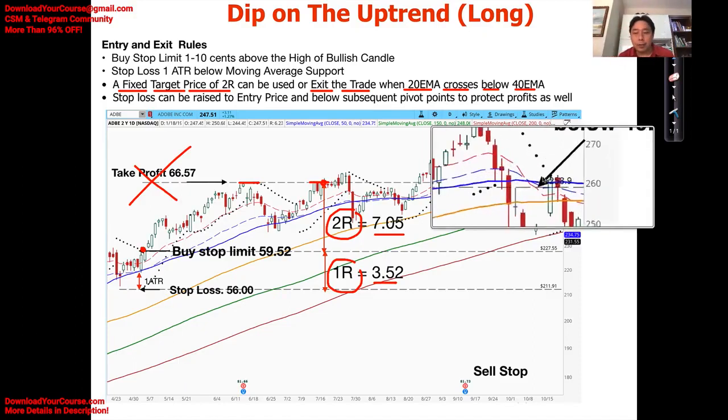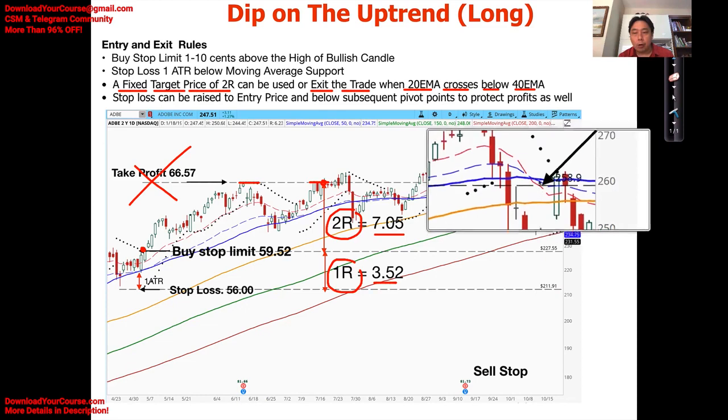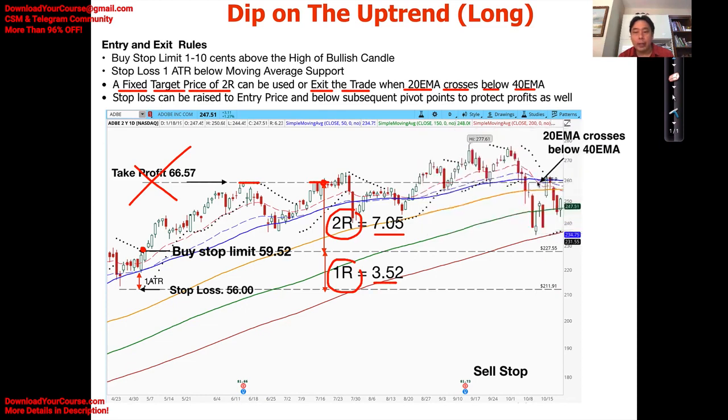So over here, you can see the 20 EMA crossing below the 40 EMA, and you would exit somewhere over here. So in this case, you can see that taking the profit target would have gotten a better result than exiting when the moving averages cross down, because it was a very sharp drop. So that can happen at times.